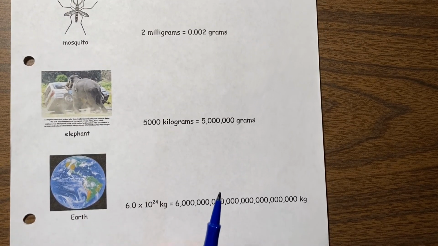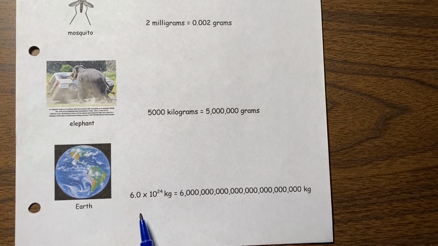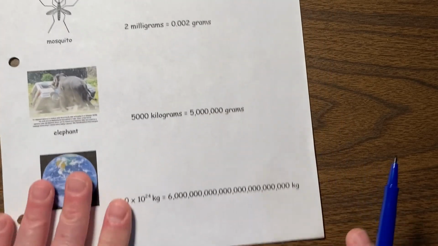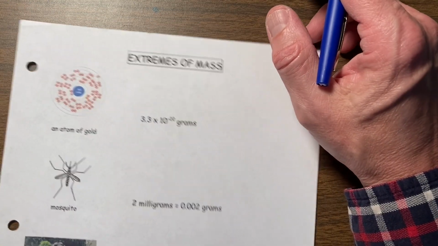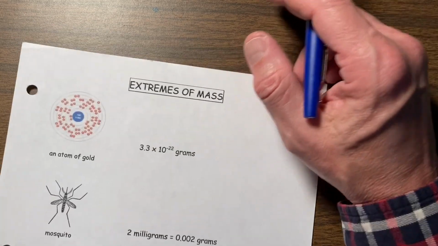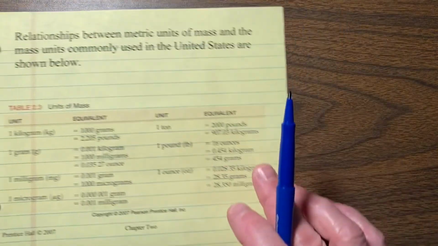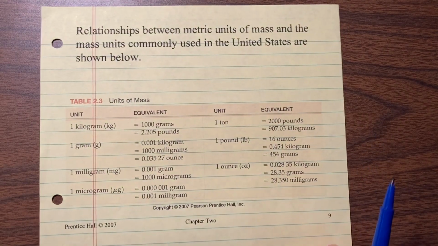And the Earth, we can actually calculate the mass of the Earth. It's roughly around 6 times 10 to the 24th kilograms. So you can see very small numbers to very large numbers. This is why scientific notation, which I will review with you in a little bit, is really important to be comfortable with.